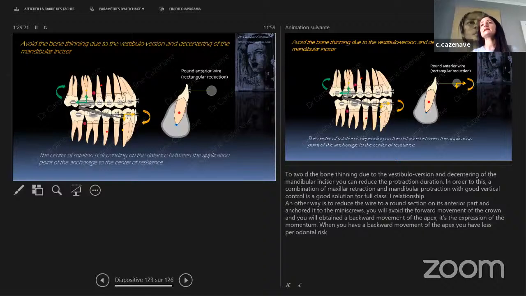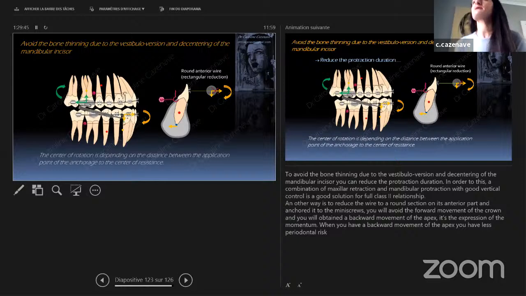Another way is to reduce the wire to a round section on its anterior part and anchor it to the mini screw. You will avoid the forward movement of the crown, and you will obtain a backward movement of the apex. It's the expression of the moment. When you have a backward movement of the apex, you have less periodontal risk.